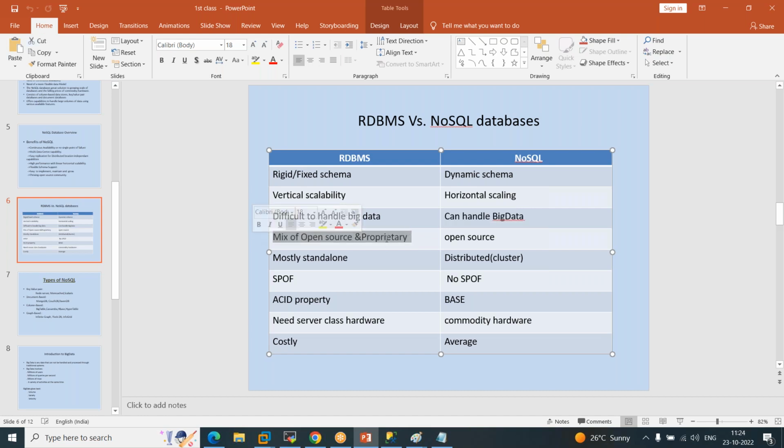RDBMS is a mix of open and proprietary, mostly proprietary. Open source is very limited. You have some open source, but still they are limited. Here it is purely open source. What exactly does open source mean? See, the big point here, guys: I have 10 TB of data. I can run it in the enterprise edition. I can run it in the community edition also. Data-wise, there is no limitation.